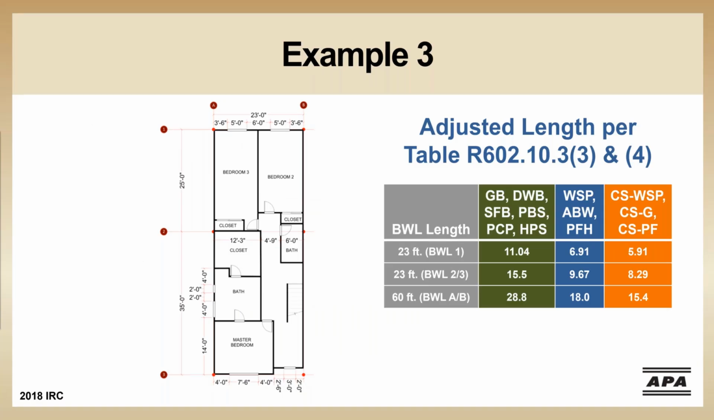Sticking with the top floor, the next step is to apply our seismic adjustment from table R602.10.3(4) to the total required length of wall bracing we determined in the last slide. Specifically, we're going to apply the braced wall line spacing and the roof dead load adjustments. The wall line spacing adjustment of 1.4 is going to apply at braced wall lines 2 and 3, which are 35 feet apart.